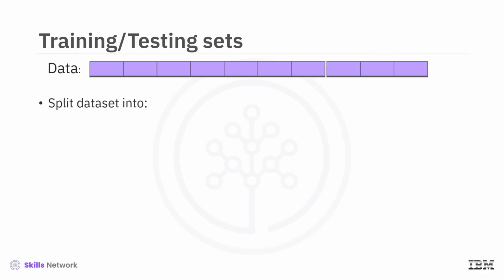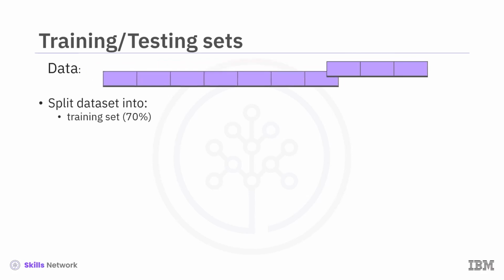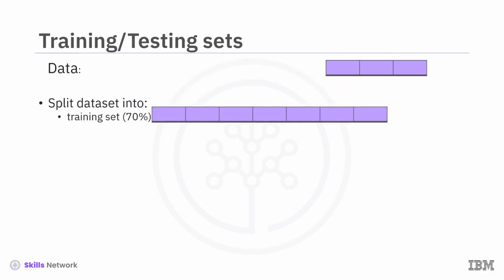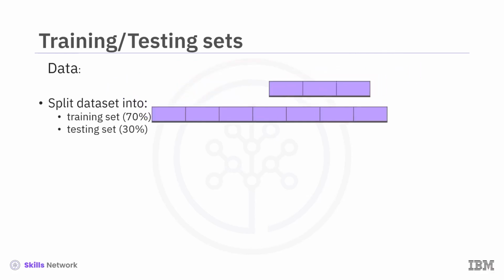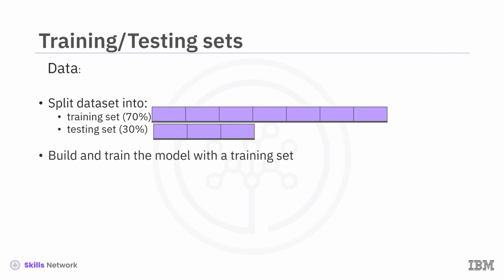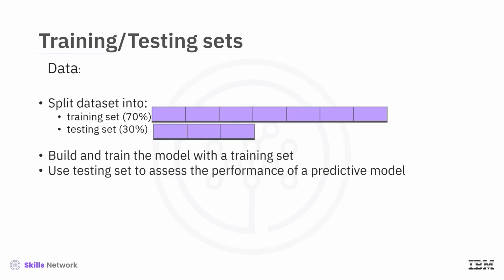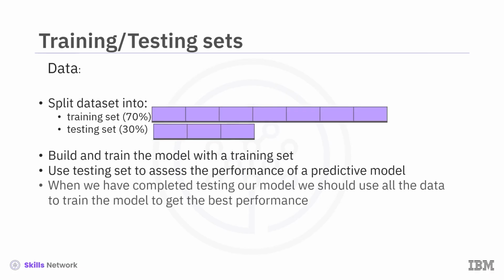When we split a data set, usually the larger portion of data is used for training and a smaller part is used for testing. For example, we can use 70% of the data for training. We then use 30% for testing. We use the training set to build a model and discover predictive relationships. We then use a testing set to evaluate model performance. When we have completed testing our model, we should use all the data to train the model.